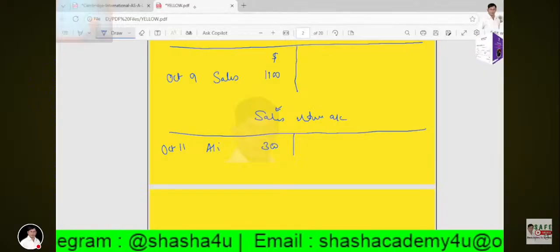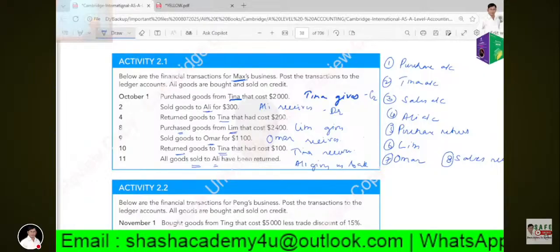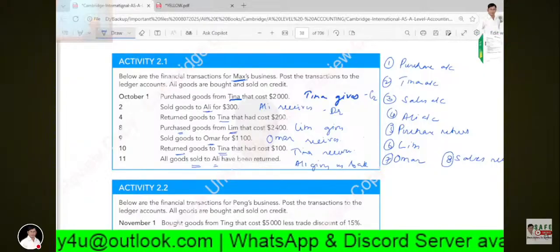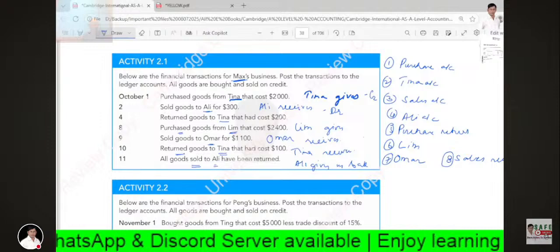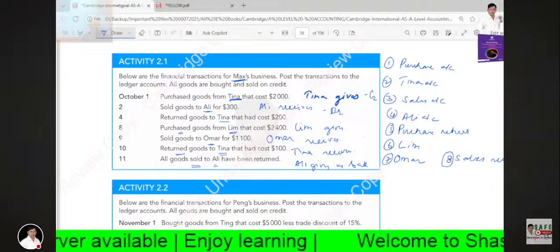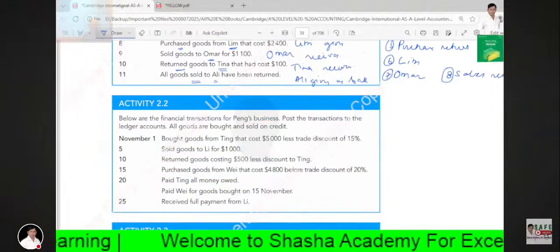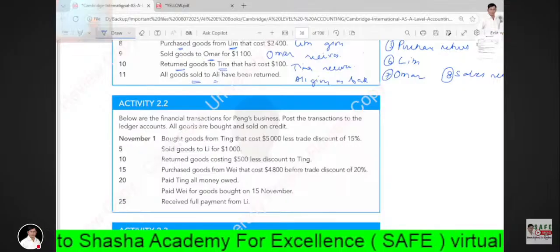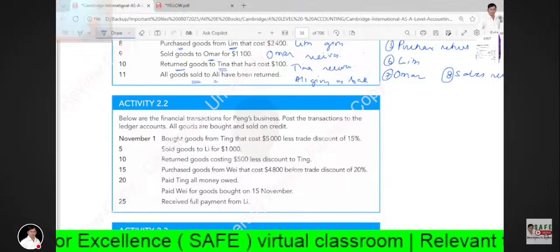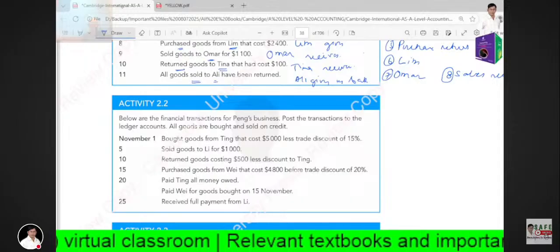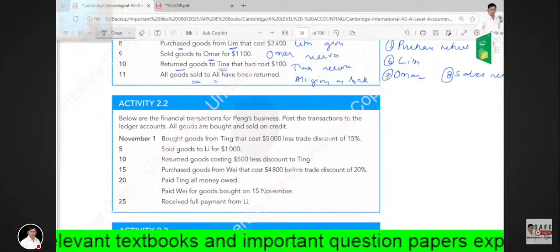Okay. So next, this is activity 2.1. Now what you can do, you can try working out activity 2.2. Below are all the financial transactions for Friends business; post the transactions through the ledger accounts. All goods are bought and sold on credit.